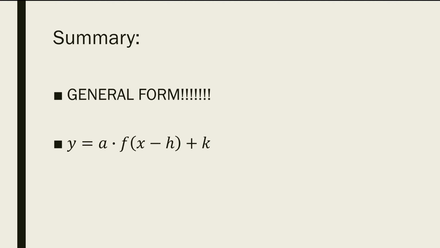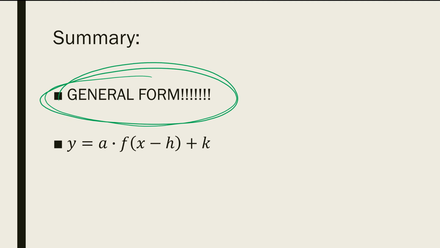The summary. General form, it's very important to know the general form. Remember the a, and this is the one that you do first. It either shrinks or stretches it, depending on what number it is, and if it's negative, it reflects. The h and the k, those are my translations. They're going to shift my function left and right, and up and down. I do those after I do the a.